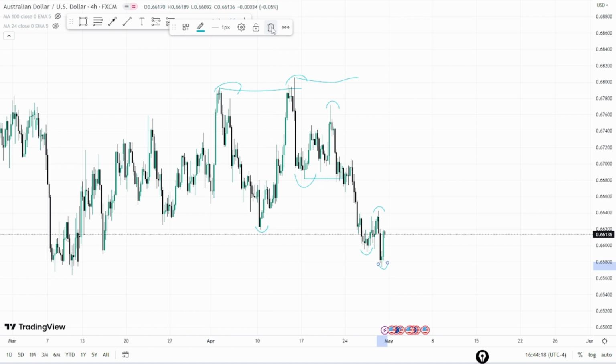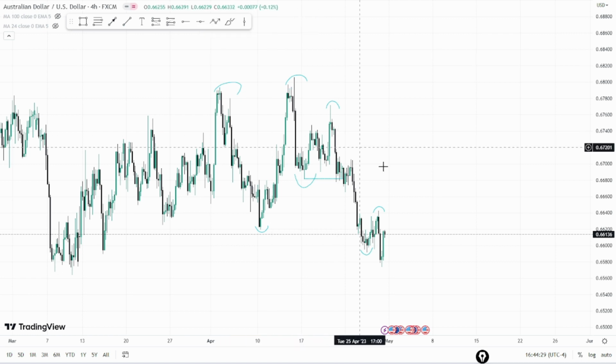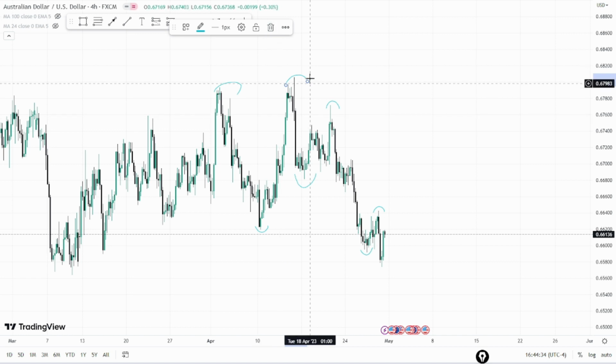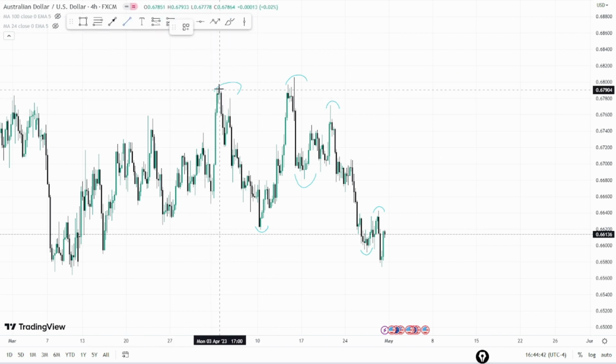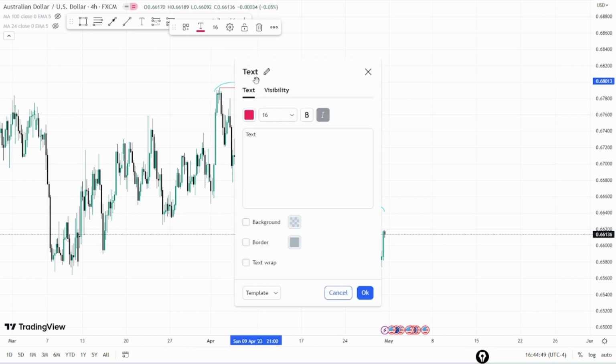So this is what I meant about the daily time frame not being clear for us to actually establish the market structure. So what has been happening, with everything that I've showed you right now, is that we have a break of structure here. So I'm just going to write it as BOS so that we know that BOS stands for break of structure.